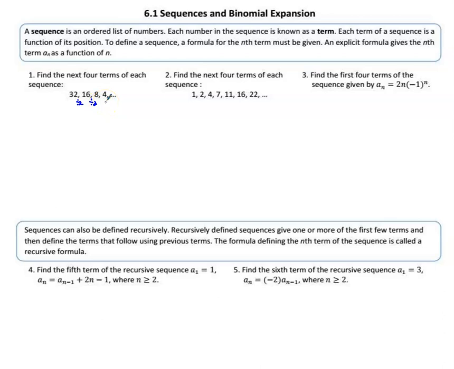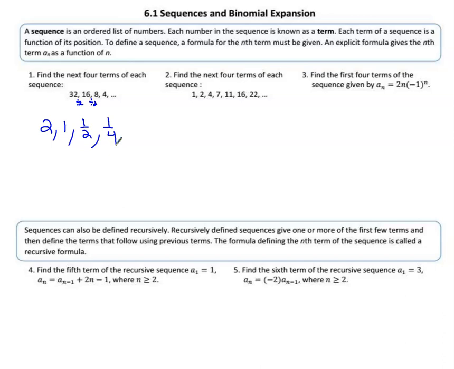So for the next one in the pattern, we take 4 divided by 2, which will be 2. Then to get the next one, we do 2 divided by 2, which is 1. And if we divide again, 1 divided by 2 is 1/2. And then 1/2 divided by 2 is 1/4. And those are the next 4 terms in that sequence.